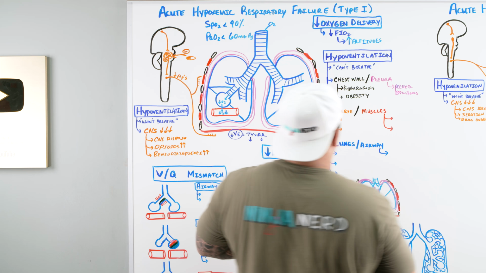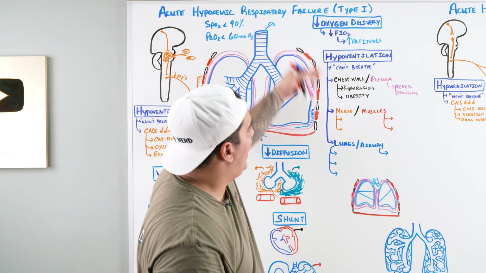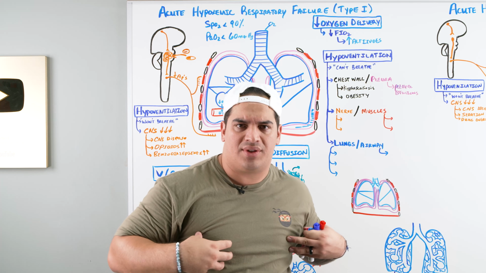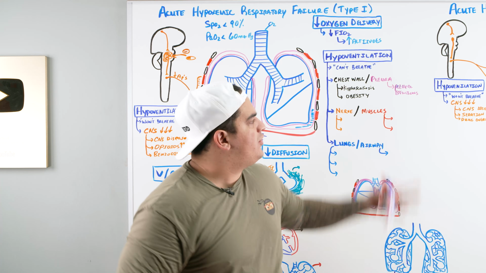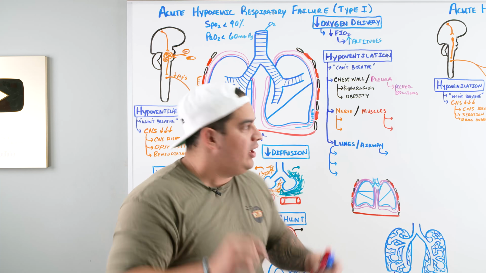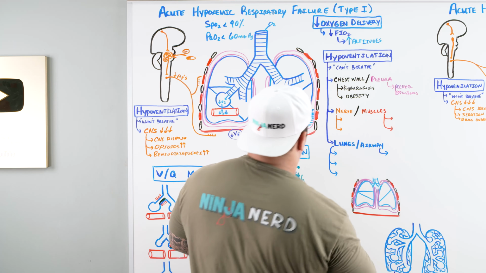Okay? Now, the next thing is, what if the actual chest wall is intact? There's no kyphoscoliosis, there's no obesity. What if there's no pleural disorders, but it's the nerves? You know how you have to have nerves that actually are going to stimulate these particular muscles.